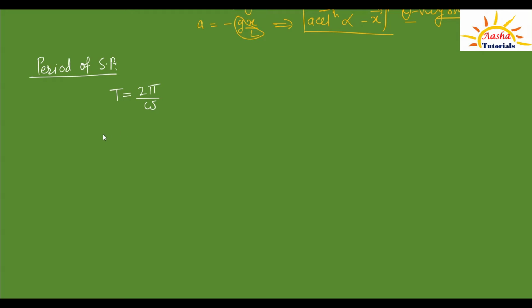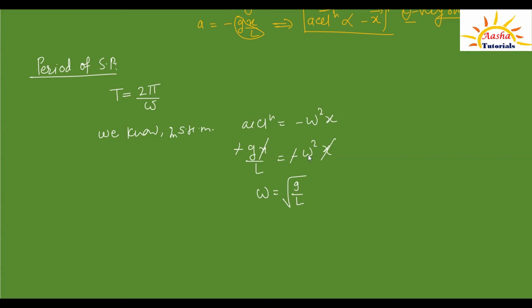Let's see. We know that in simple harmonic motion, the acceleration of a particle is written as minus omega square x. In the case of the simple pendulum, the acceleration we got is minus g x upon L, that is equal to minus omega square x. The x gets cancelled and the minus signs also cancel, so I can write omega square is equal to g upon L. Taking the root on both sides, omega is root of g upon L.